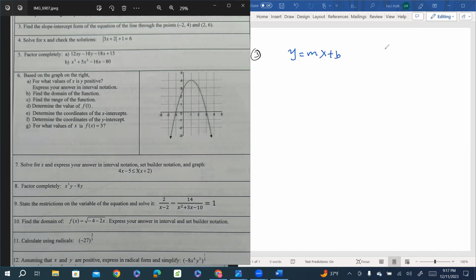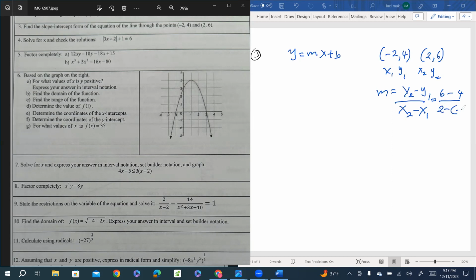We're given 2 points. The first point is negative 2 comma 4. The second point is 2 comma 6. So let's say this is x1, this is y1, this is x2, y2. So we can first find the slope. We know m is equal to y2 minus y1 over x2 minus x1. So let's substitute. So we get 6 minus 4 divided by 2 minus negative 2. So 6 minus 4 gives us a 2.